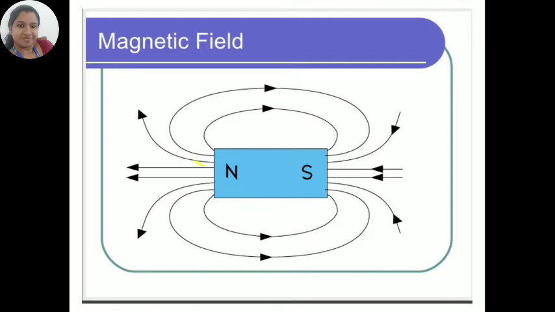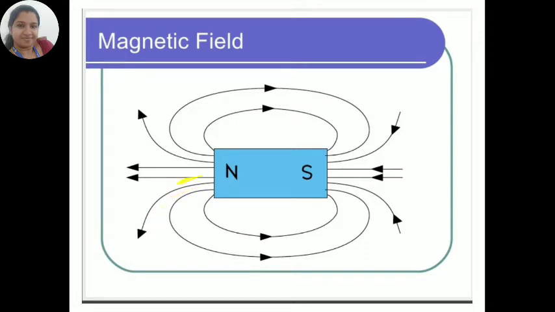Then here a large number of imaginary lines, magnetic field lines, are given. These field lines originate from the north pole and end in the south pole. Then at the south pole it goes to the north pole. So these magnetic field lines are closed loops. That is the second point: these magnetic lines originate from the north pole and end in the south pole, but it does not end at the south pole, it again goes to the north pole. So these are closed loops.